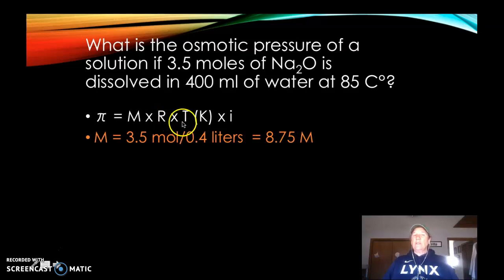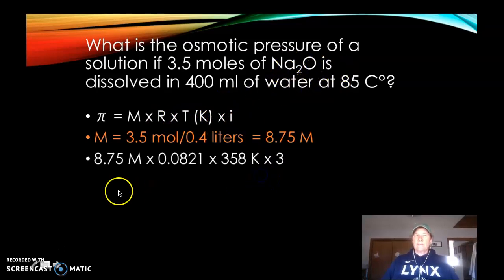I already know the temperature, 85, just add 273 to it. The number of particles, there's 2 sodium, 1 oxygen, that would be 3. So I have everything I need. I take my molarity I just found, times gas constant, 0.0821, times my temperature. Again, I take 85 plus 273, and then there's 3 particles, so then I get my answer. So the osmotic pressure needed for this is 771 atmospheres. Okay, that'd be a lot.